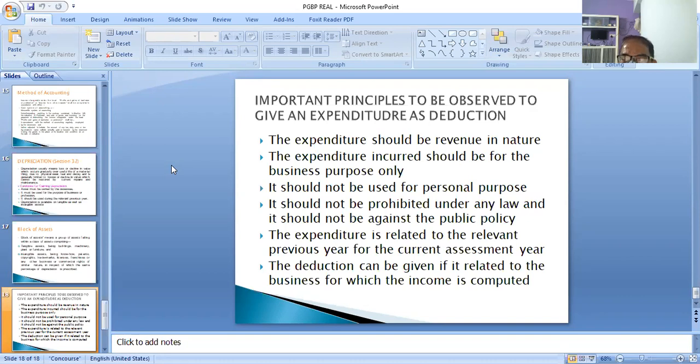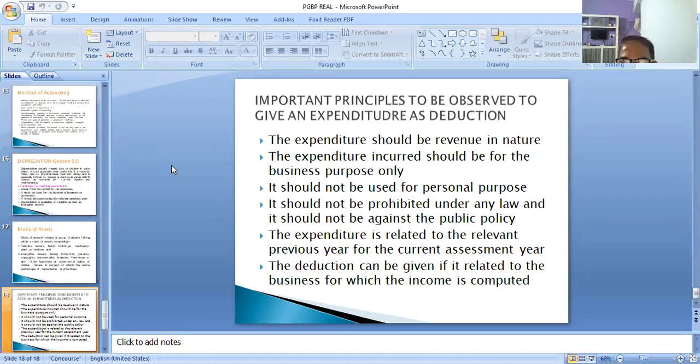The expenditure incurred should be for the business purpose only. If it's for personal purpose, that deduction is not allowed. Also, it should not be prohibited under any law, and it should not be against public policy. For example, to get work done from government authorities, you give a bribe to government officials. Suppose you write on the expenses side, bribe charges. That is not allowed, because giving or taking a bribe is against public policy. That is not called business expenditure.